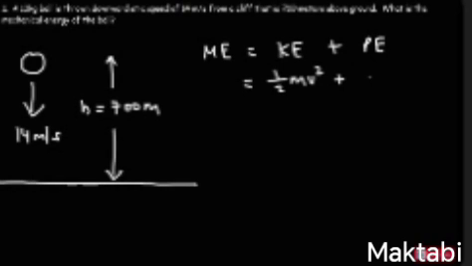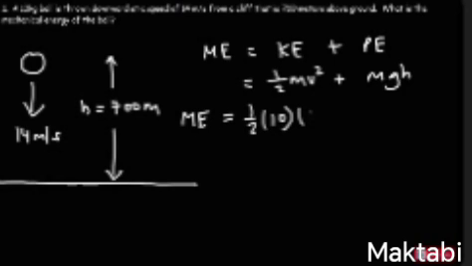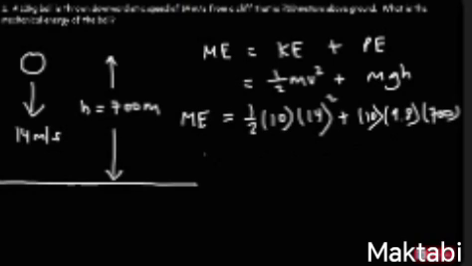Now, in order to calculate the mechanical energy, we need to calculate the kinetic energy and the potential energy. The kinetic energy is 1/2 mv squared. The gravitational potential energy is mgh. Now we have the mass of the ball, it's 10 kilograms. We know the speed, it's 14 meters per second. Gravitational acceleration is 9.8 meters per second squared, and the height of the ball is 700 meters above ground level.